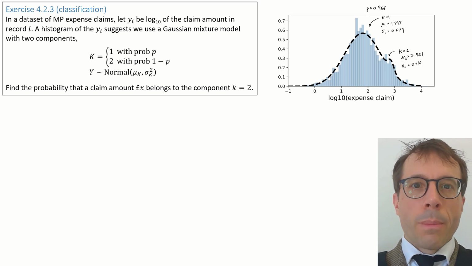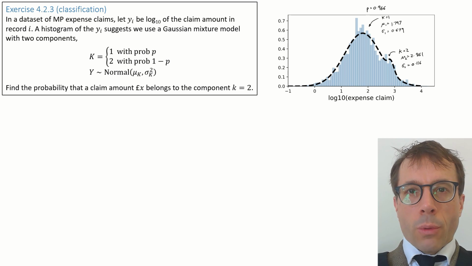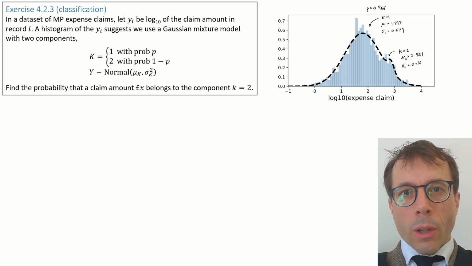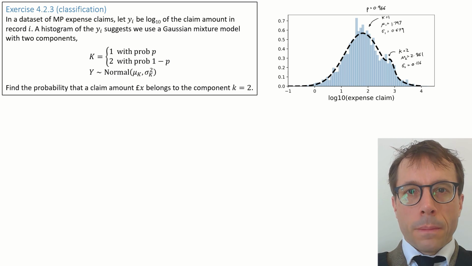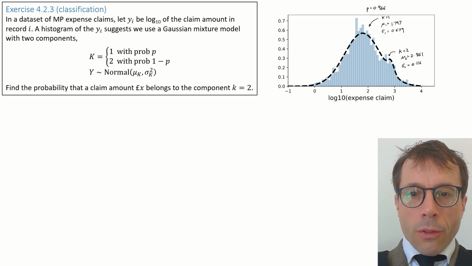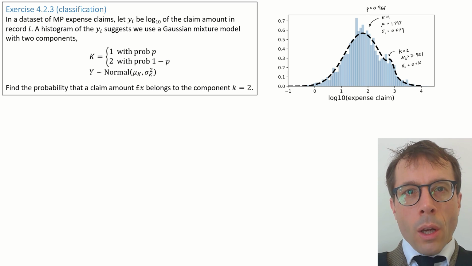We came across Gaussian mixture models right at the beginning of the course in section 1.1. And when I fitted it, I came out with these fitted parameters here on the right. 96.6% of the claims belong to the big component, the k equals 1 component, and 3.4% of claims belong to the second component, k equals 2. I'm interested in what this second component might be, and so I'd like to be able to classify each expense claim according to whether it's k equals 1 or k equals 2.